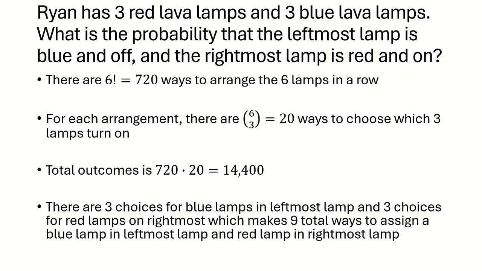So there's 3 choices for blue lamps in the leftmost lamp, and 3 choices for the red lamps on rightmost, which makes a total of 9 ways. So 3 times 3 is 9 to assign a blue lamp in the leftmost lamp and red lamp in the rightmost lamp.